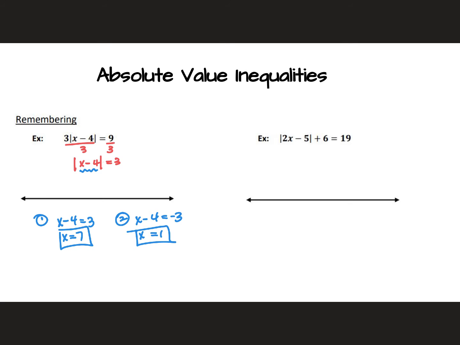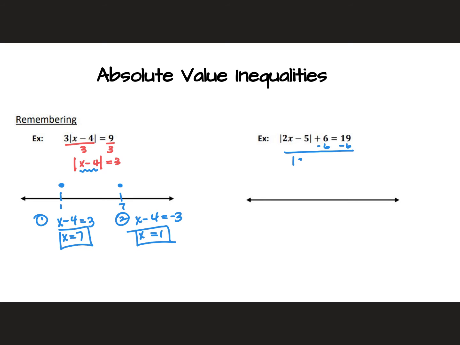Now we haven't had to graph for our equations, but it's worth looking at here. So I'm just going to say this is 1, and somewhere down here is 7. Now because these are actual answers, they would just be closed circles and there aren't any arrows. Okay, so this is what it would look like for the equation. Two distinct answers.